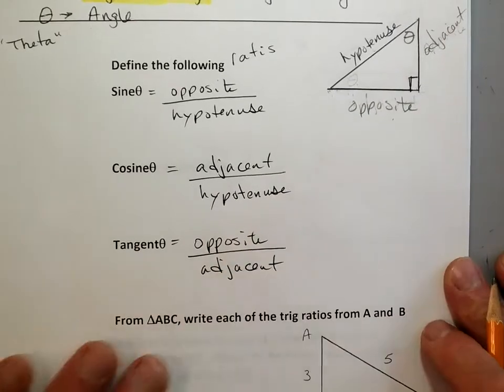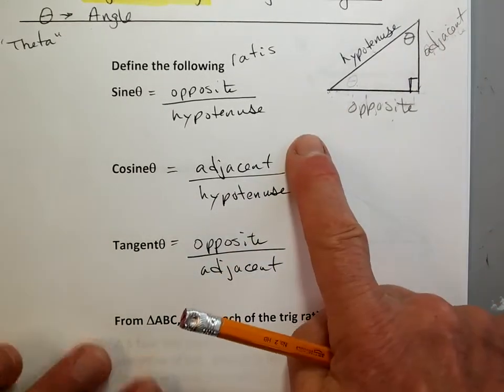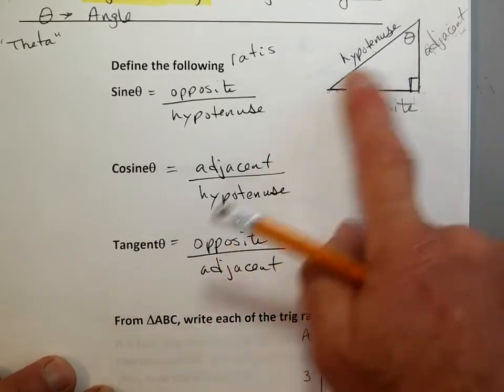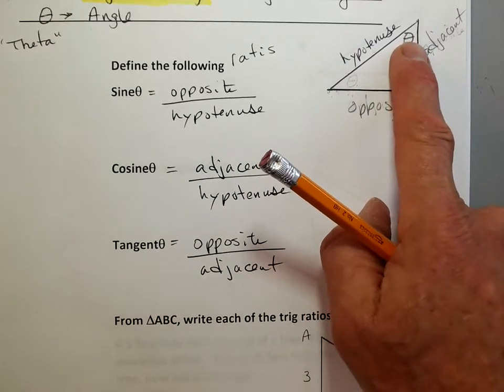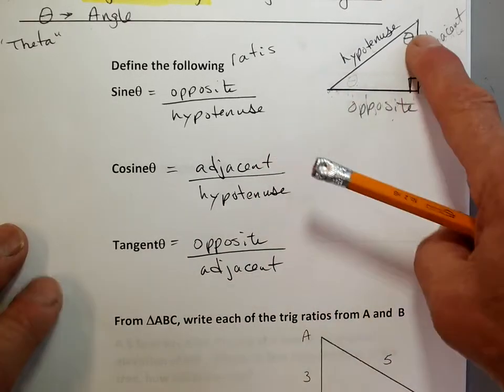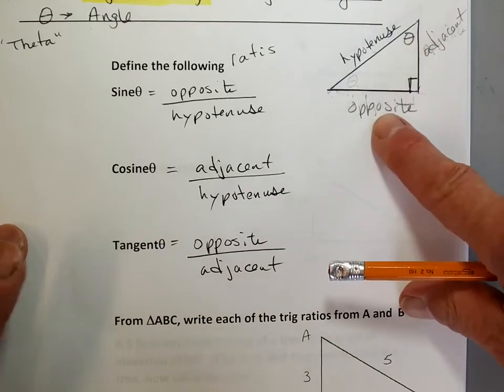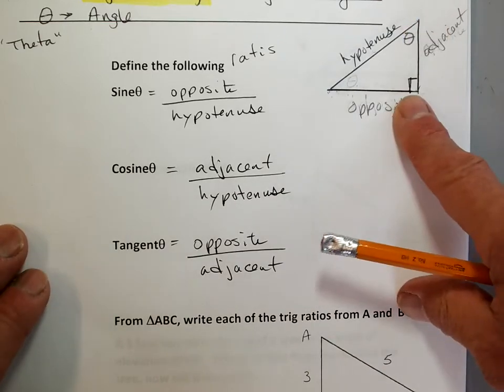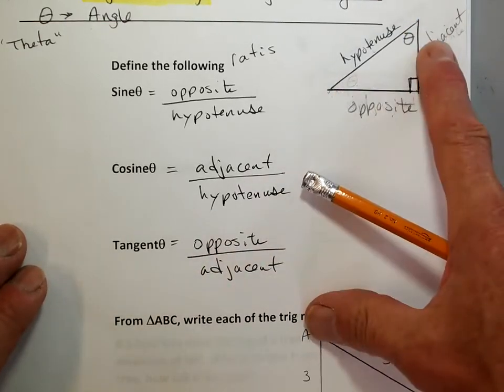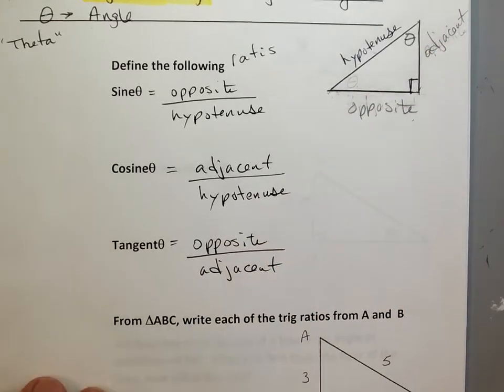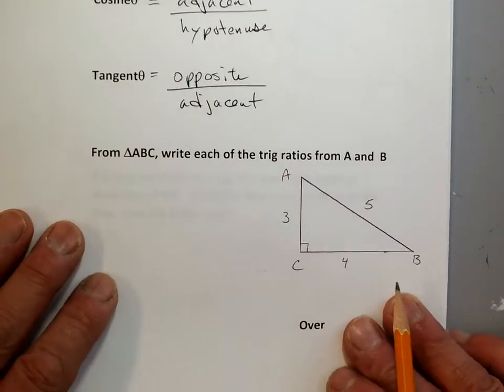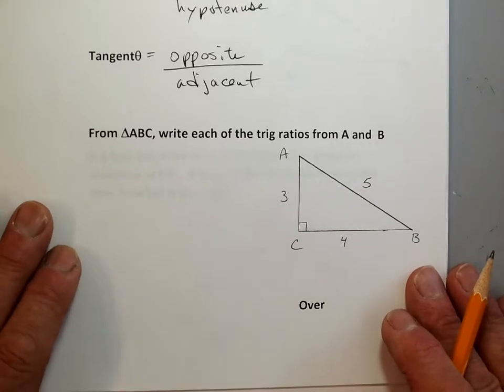Alright, so think about this. You have 2 angles. You can stand at either angle, or you could use either angle. So if I use this angle, then obviously this is its opposite side, and this is its adjacent. If you were at this other angle, then that would be its opposite side, and that would be its adjacent, okay? Anyway, let's go ahead and take a look at this. So from triangle ABC, write the trig ratios.